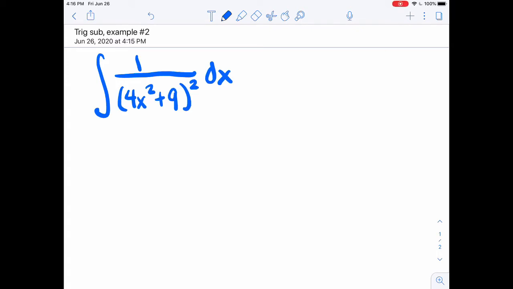All right, here's a second example of a trig sub. We're going to use that table. We're going to get the right substitution. We're going to go through all the steps again. This is something squared plus something. It looks like it probably fits the table.